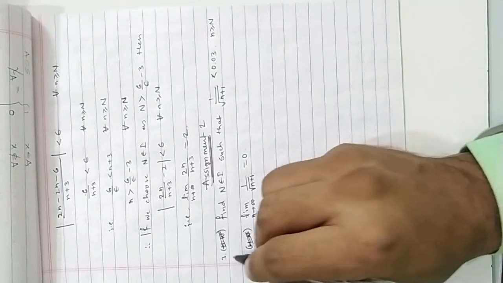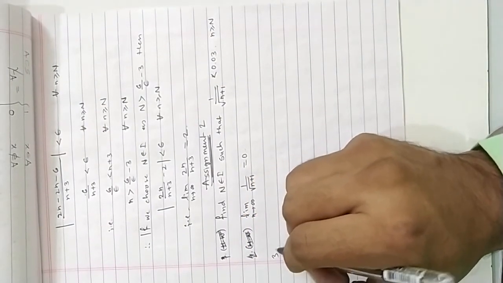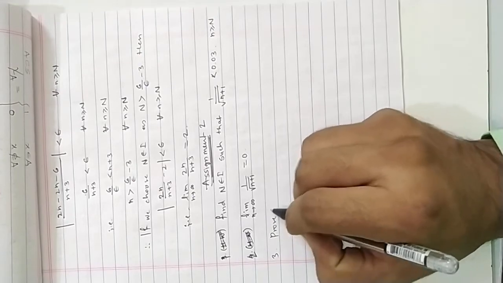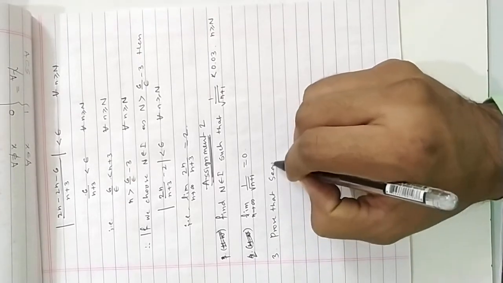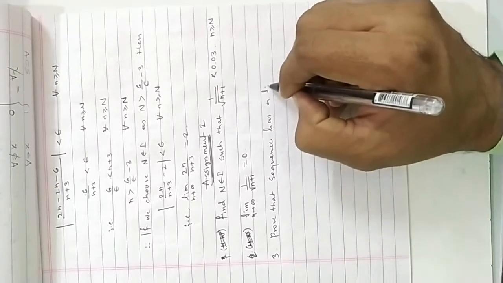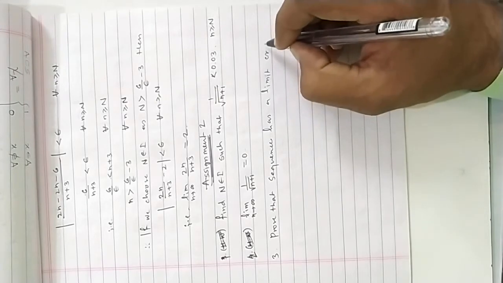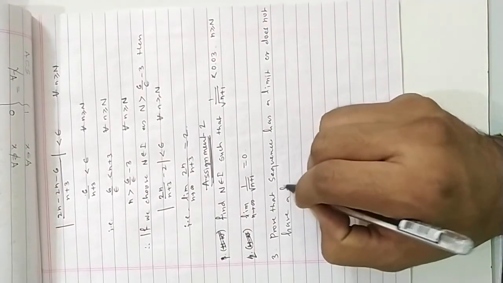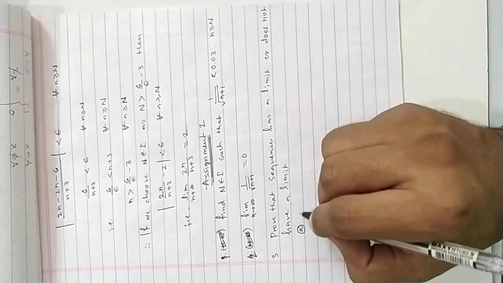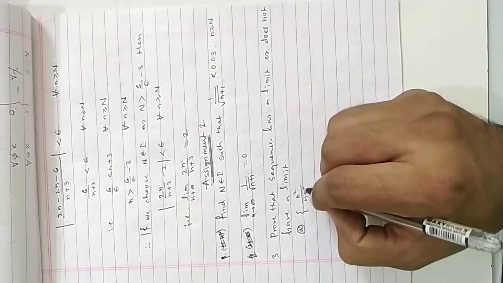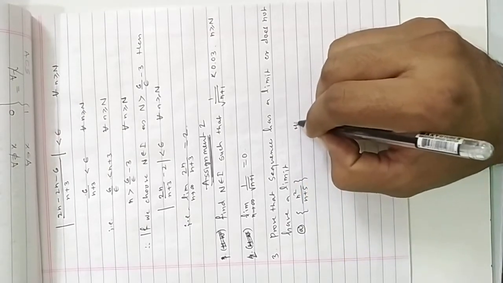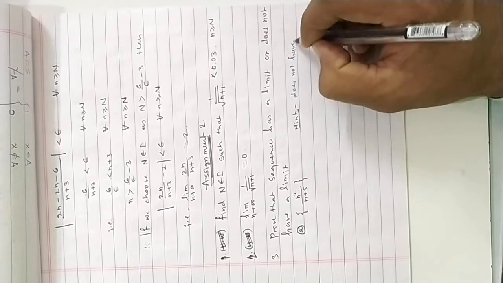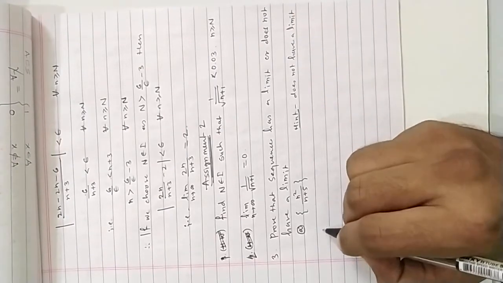Assignment 2. This is example 1, example 2, example 3. Prove that the sequence has a limit or does not have a limit. The first sequence is n²/(n + 5), and the hint is that it does not have a limit. So try to show how to show.